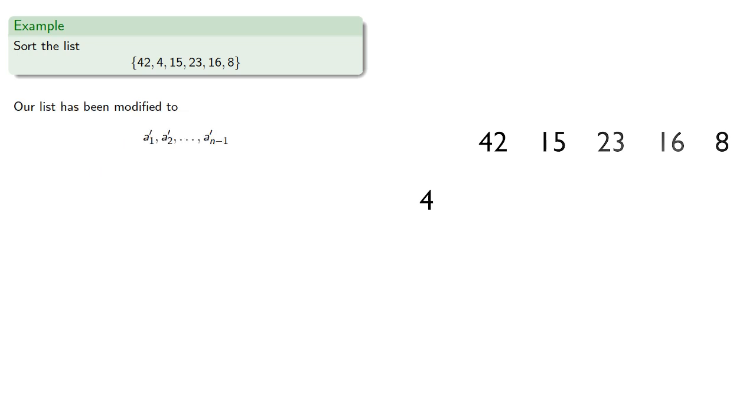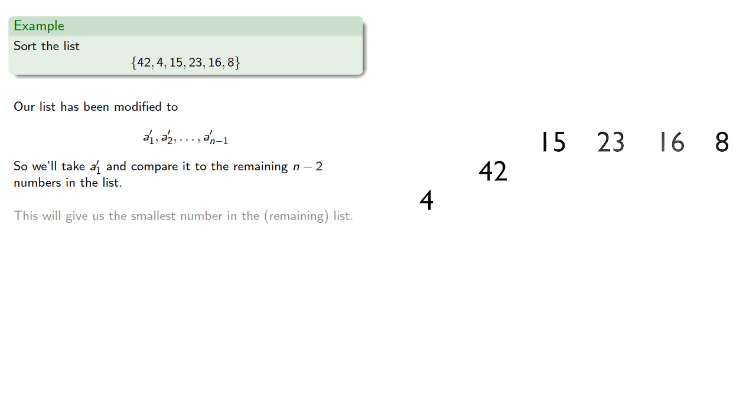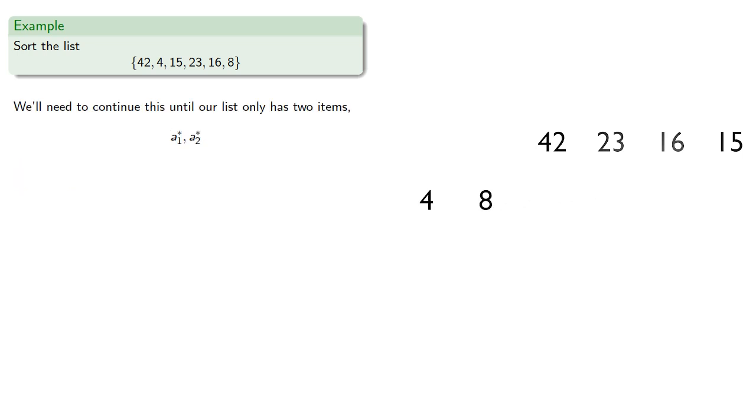Now our list has been modified, so now we only have n minus 1 entries. So we'll take the first entry of our modified list and compare it to the remaining n minus 2 numbers, and this will give us the smallest number of the remaining list. And we need to continue this until our list only has 2 items. We'll then need one last comparison.